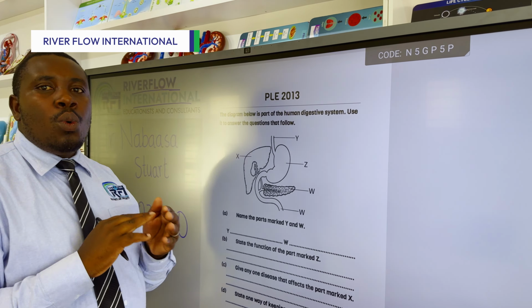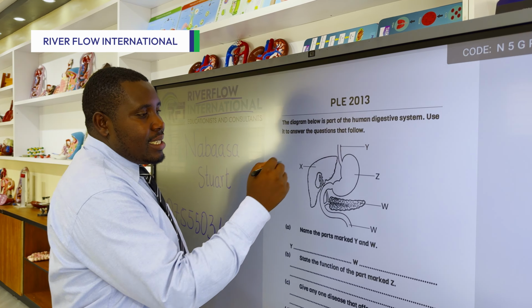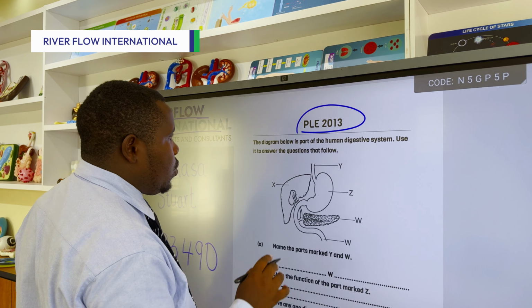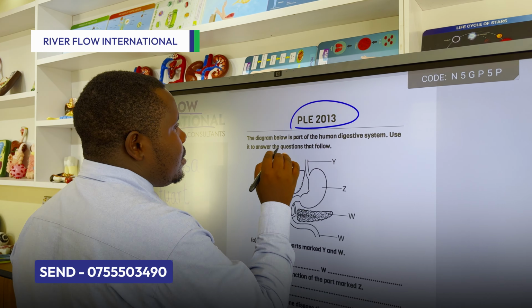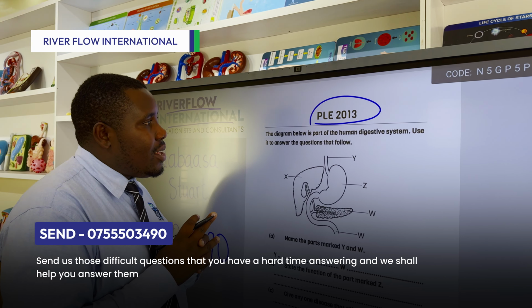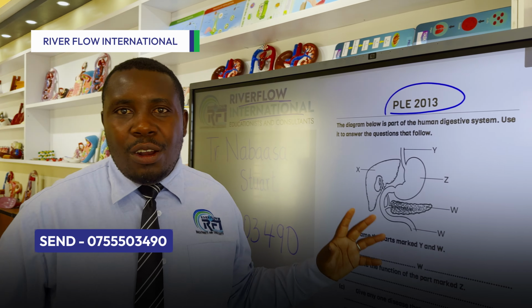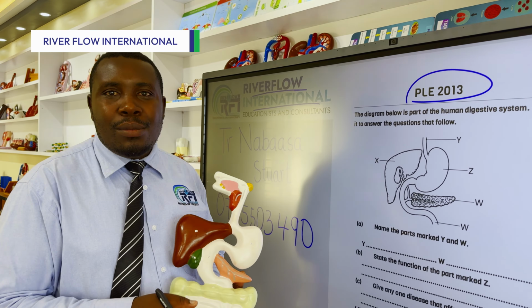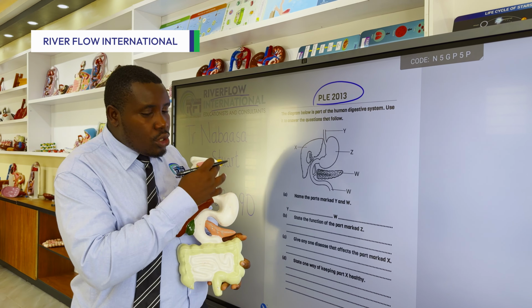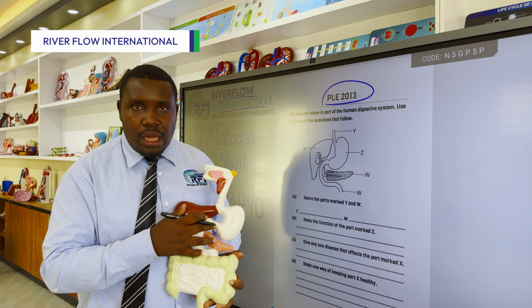But today, we want to take you back to answer some questions in PLE 2013, and this was one of the questions. The diagram below is part of the human digestive system. Use it to answer the questions that follow. And of course, at River for International, we always have an item that goes with everything. So now we are going to identify this diagram using this model.